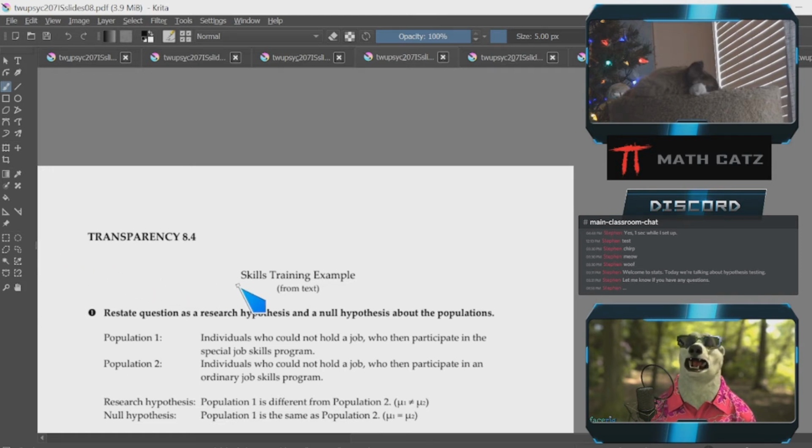So we're trying to investigate a skills training program, and we're trying to see if that program makes a difference. So we have people that couldn't hold a job, didn't do the program, ordinary skills job program versus our special skills program. So population 2, just normal stuff. Population 1 underwent our special program. We want to see if there is a difference between the two. The null hypothesis says no difference.